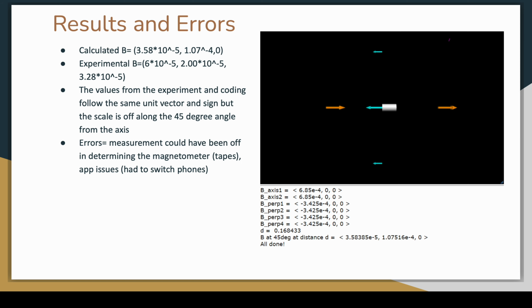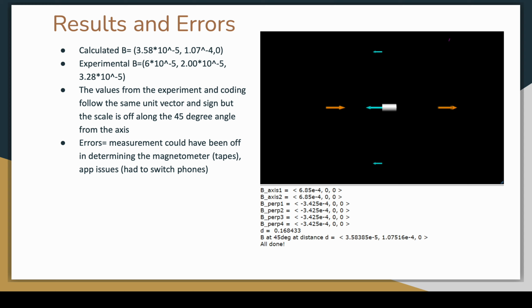Now, these are the results. The calculated magnetic field was 3.58 times 10 to the negative fifth on the x, and then 1.07 times 10 to the power negative 4, and 0. The experimental magnetic field was 6 times 10 to the power negative 5, 2 times 10 to the power negative 5, and 3.28 times 10 to the power negative 5. The values from the experiment and the coding follow the same unit vector and sign, but the scale is off along the 45-degree angle from the axis.